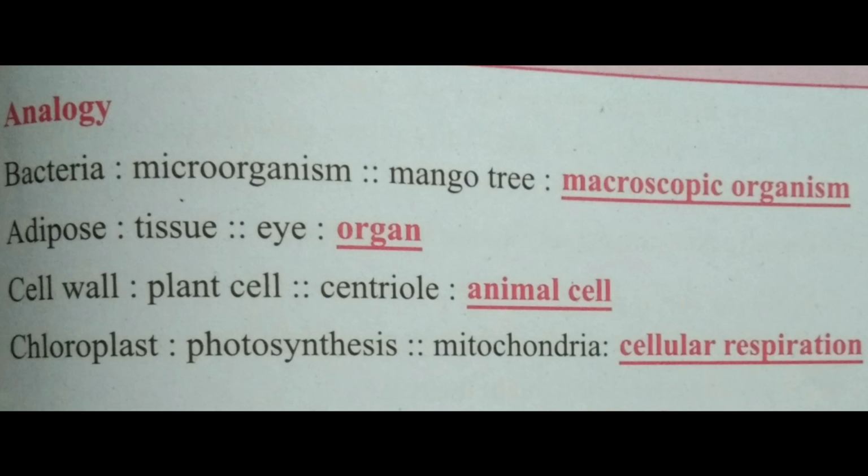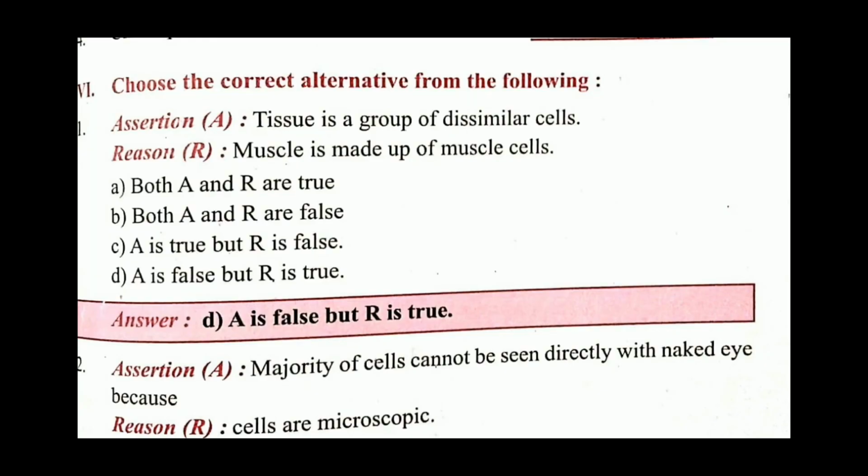And third one is cell wall. Cell wall present only in the plant cell. Centriole. Centriole present only in the animal cell and absent in the plant cell. So answer is animal cell. And next one is chloroplast. What is the function of the chloroplast? Photosynthesis. So mitochondria, you have to write the function. Mitochondria, what is the function? Cellular respiration.